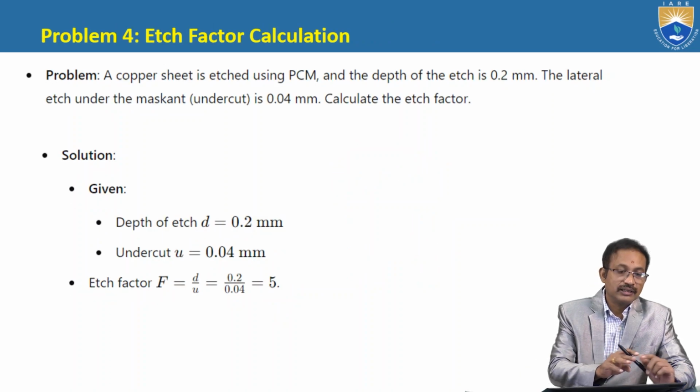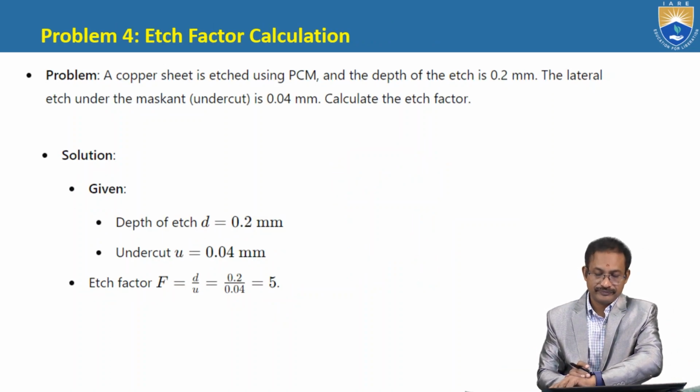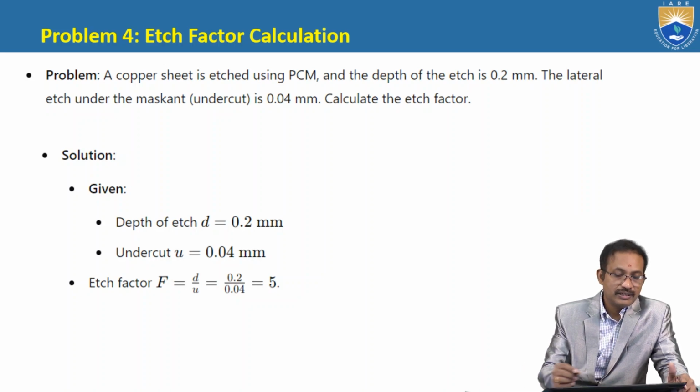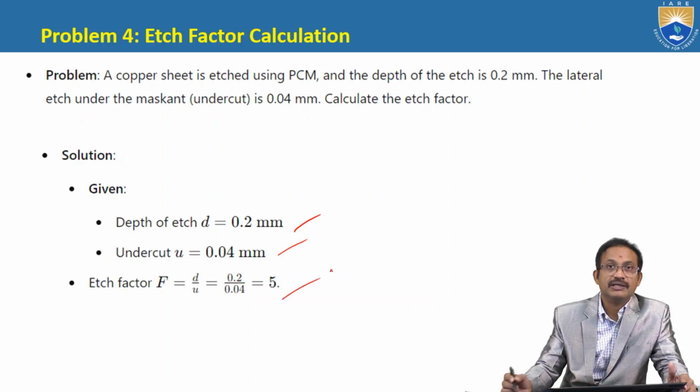Here, in the etch factor calculation, a copper sheet is etched using PCM and the depth of the etch is 0.2 millimeters. The lateral undercut under the mask is 0.04 mm. Calculate the etch factor. So depth of etch D equal to 0.2 millimeters and undercut U equal to 0.04 mm, and etch factor F equal to D by U. So that we get this value.